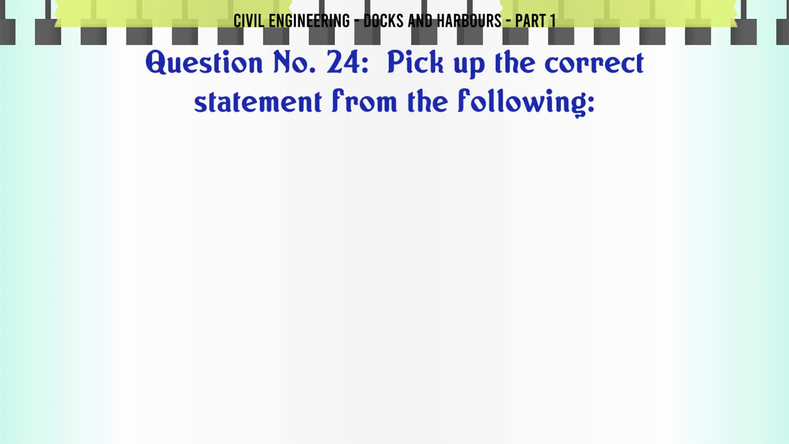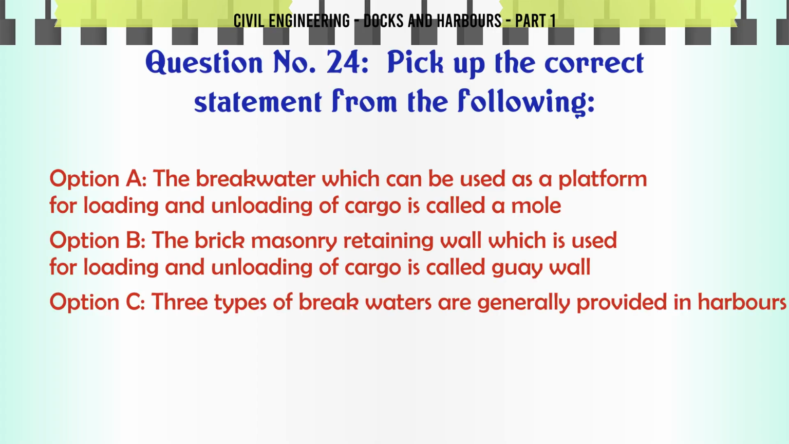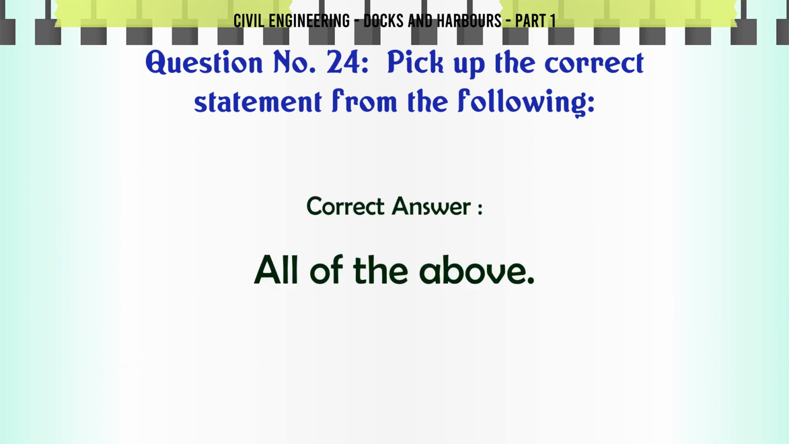Pick up the correct statement from the following. A. The breakwater which can be used as a platform for loading and unloading of cargo is called a mole. B. The brick masonry retaining wall which is used for loading and unloading of cargo is called quay wall. C. Three types of breakwaters are generally provided in harbors. D. All of the above. The correct answer is all of the above.